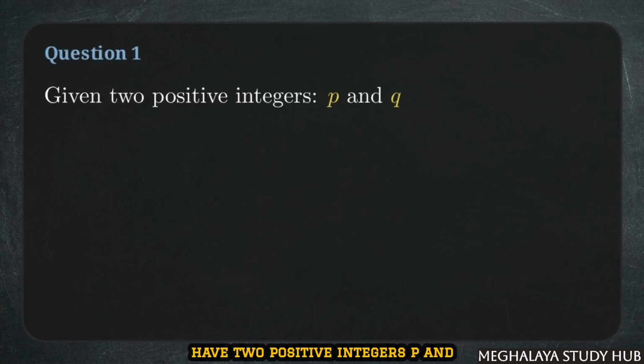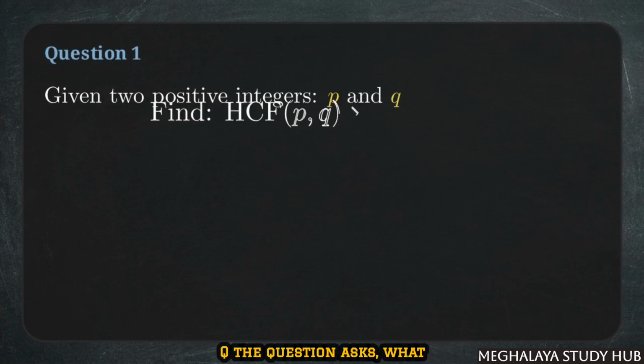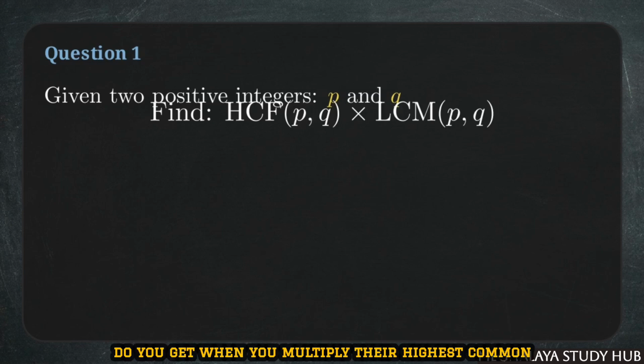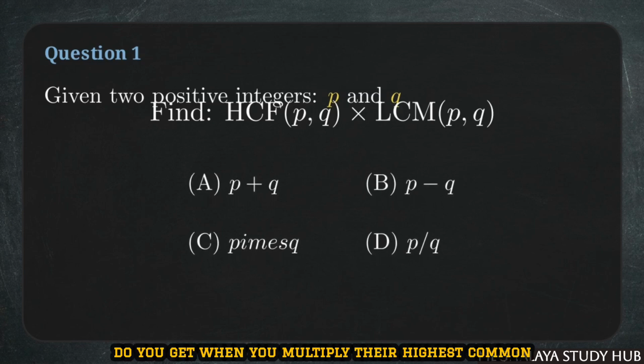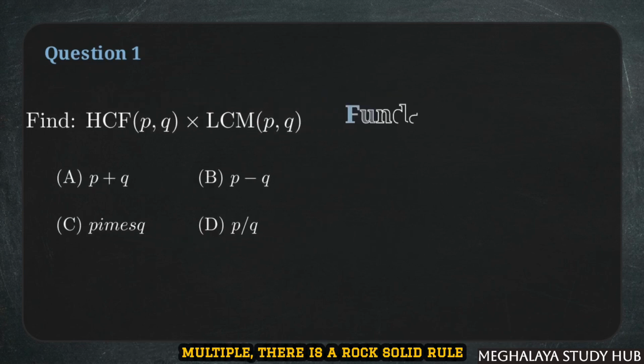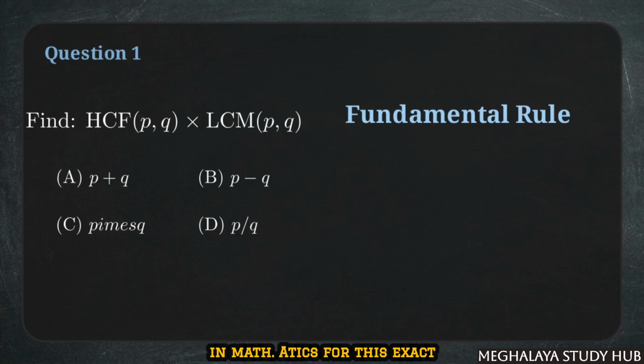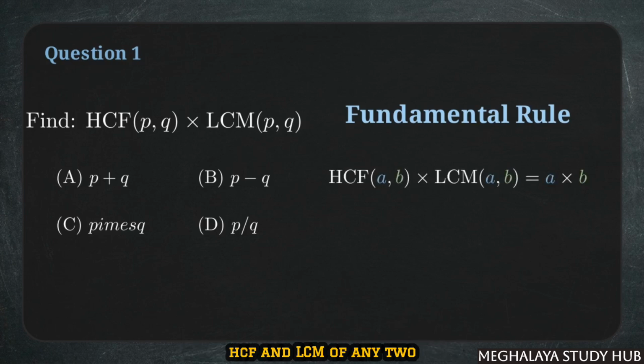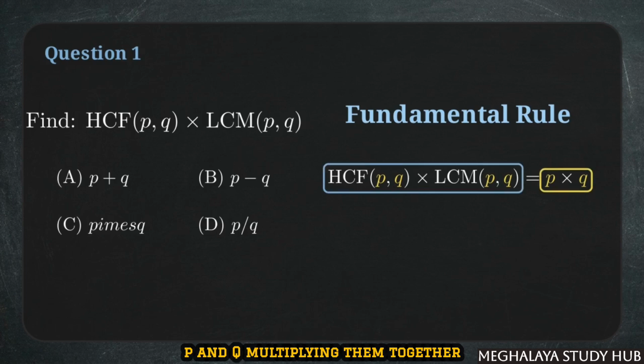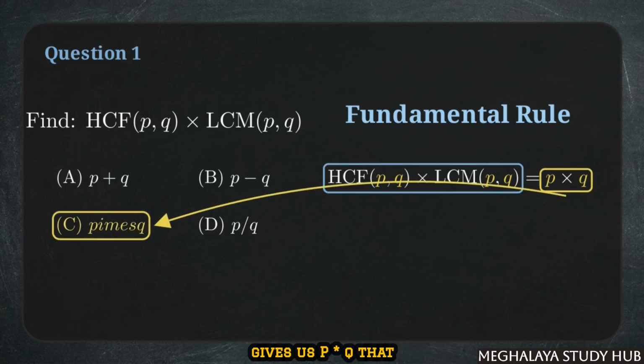We have two positive integers, p and q. The question asks, what do you get when you multiply their highest common factor by their least common multiple? There is a rock-solid rule in mathematics for this exact situation. The product of the HCF and LCM of any two numbers is always exactly equal to the product of those two numbers themselves. So if our numbers are p and q, multiplying them together gives us p times q. That points us directly to option C.